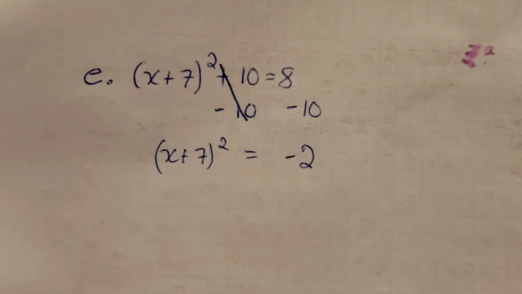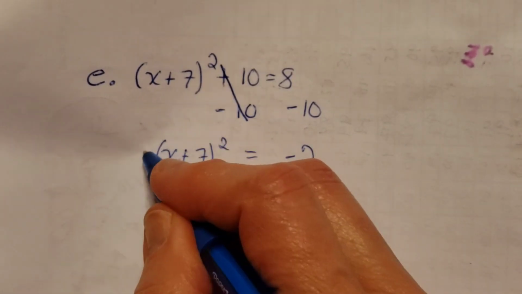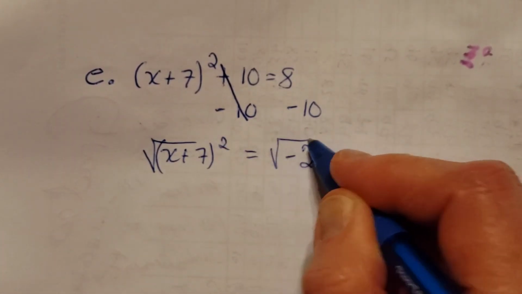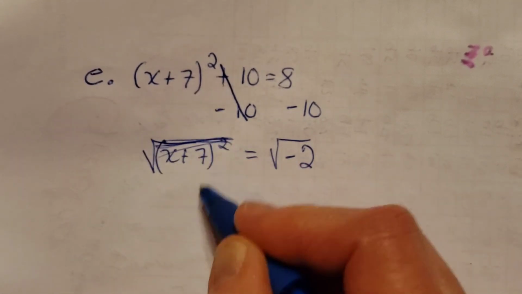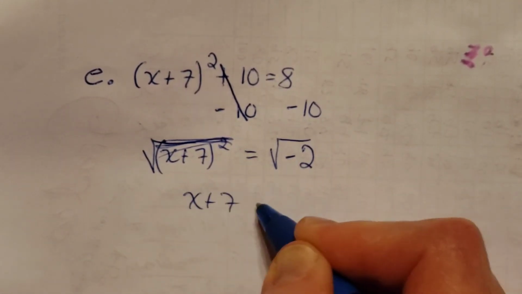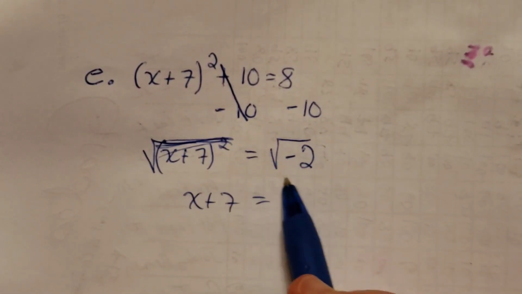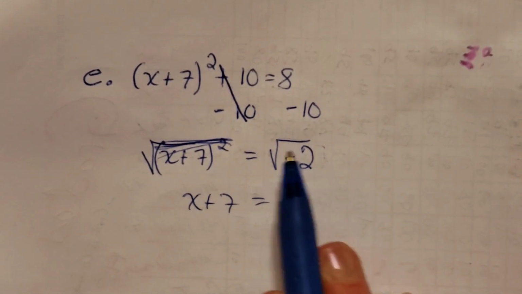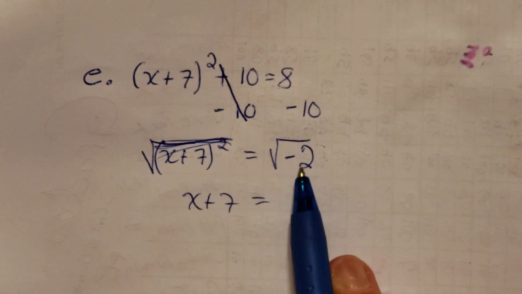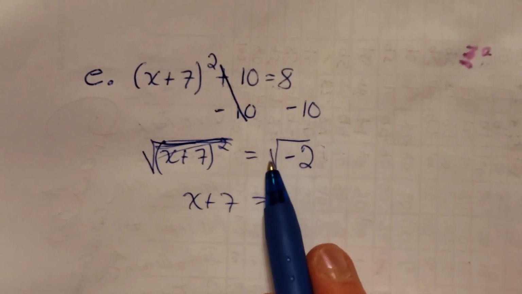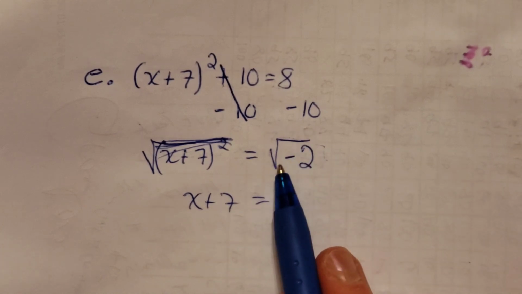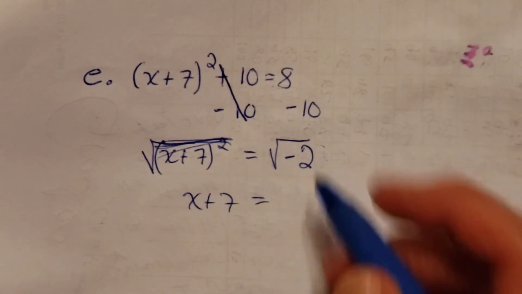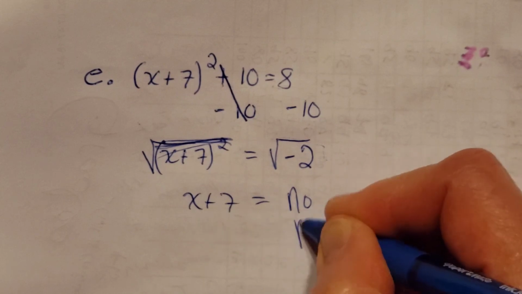So then how do we get rid of the squared? We find the square root. So then we end up with x plus 7 is equal to, and then look what's going on right there. Remember we talked about you cannot have the square root of a negative number because then it's a non-real number. So if you ever get to a position where you have the square root of a negative number, you can stop and you can say that there's no real solutions.